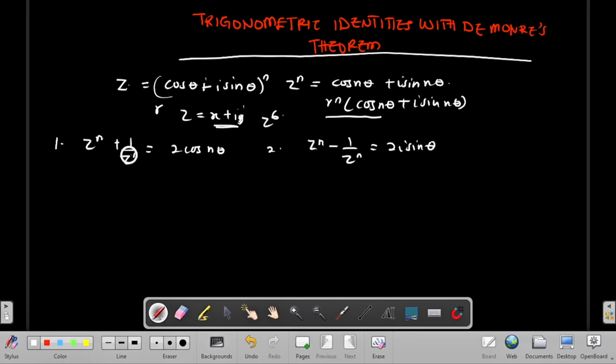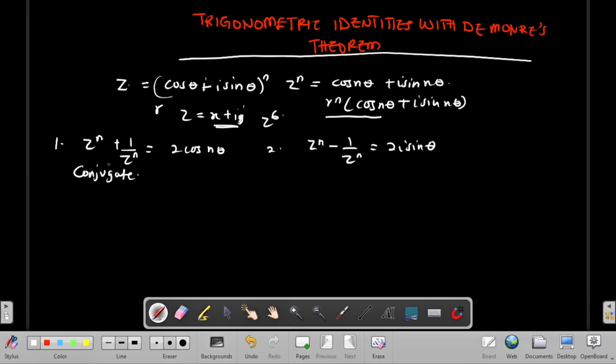So if I have a complex number and I add it to its inverse, then I'm supposed to get 2 cos n theta, depending on the power. If I rather subtract the inverse of a complex number from itself, then I'll get 2i sine n theta. How do we prove this? Remember that the inverse is the same as what we call the conjugate, for a unit complex number.